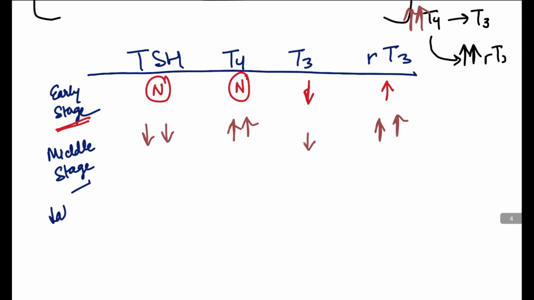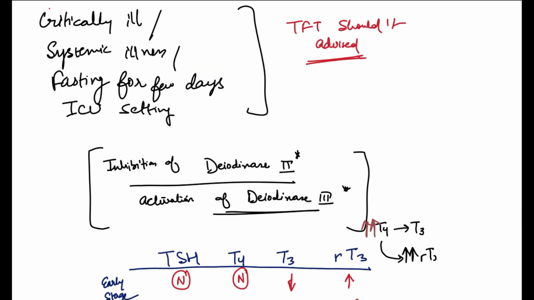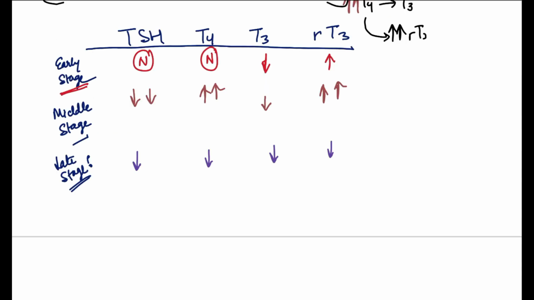In the late stage, because of rapid catabolism of all hormones, there is decreased TSH level, decreased T4 level, decreased T3 level and decreased reverse T3 level. So if a patient is critically ill, or fasting for a few days, or in an ICU setting, the TFT should not be advised, as it inhibits deiodinase type 2 and activates deiodinase type 3. And in the late stage, there is rapid catabolism of all hormones, that is, TSH, T4, T3 and reverse T3 levels are decreased.